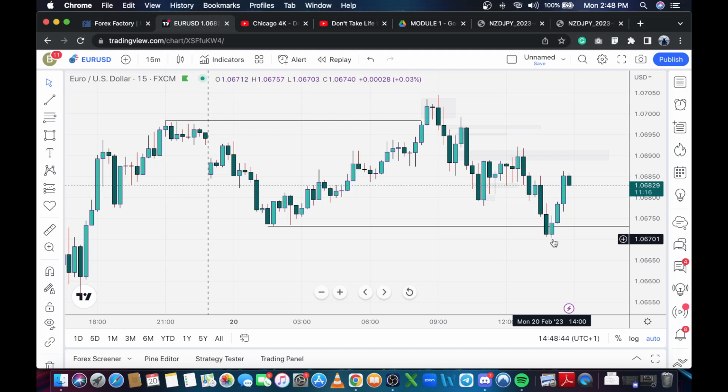Now we did not get down into 1.0670. I think the low of this candle was 1.06703. So we're about 3 pipettes short of the target I gave you guys on Twitter, but still the same play in price.